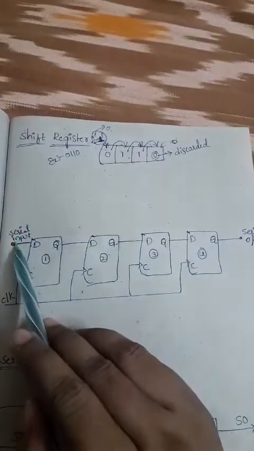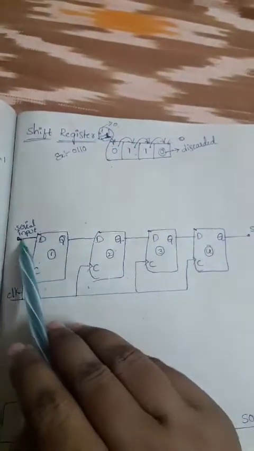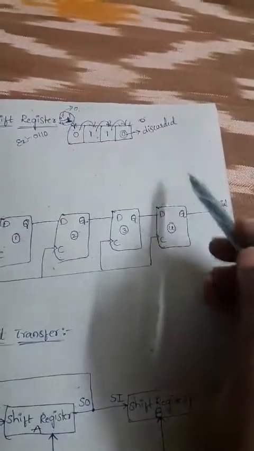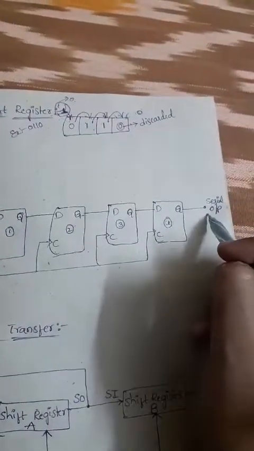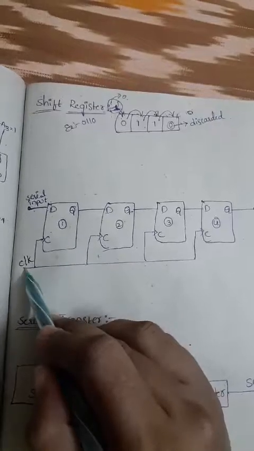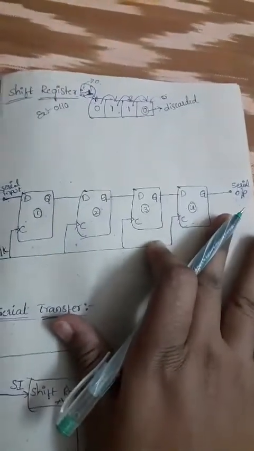This is the serial input. Serial input is nothing but the input we are giving here, whatever input we are taking will be applied here. Serial output is nothing but the final result we are getting, which we collect at this position. Here the clock pulse is applied to each and every flip-flop, because flip-flops work depending on the clock signal only, right? So this is the basic circuit diagram. Observe the circuit diagram, all the flip-flops we are connecting here.